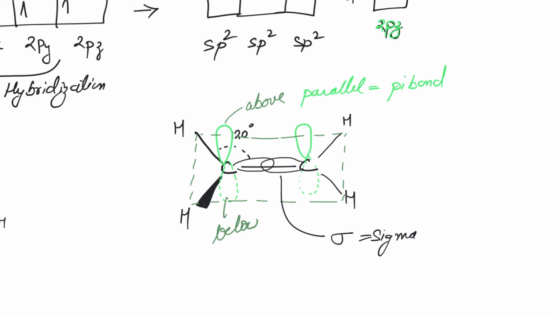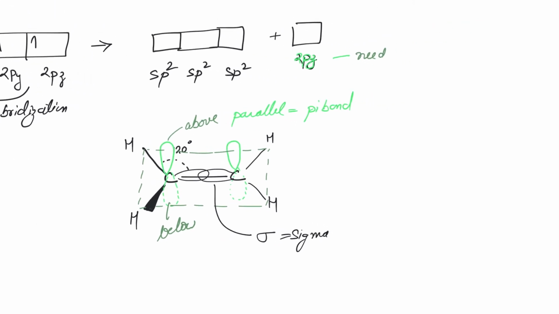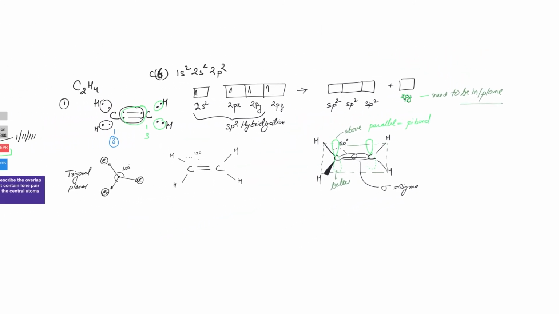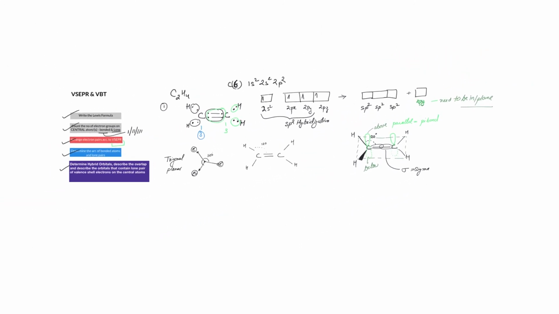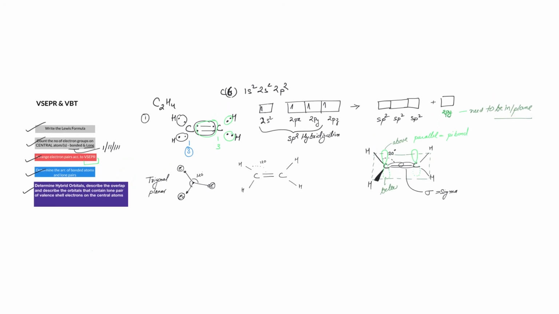Now, as you can see, the pz orbitals need to be in one plane. Only and only then can they align and form the bond, right? So this is how hybridization works in the case of multiple bonds. Now I'm going to reduce it so that you can see all of it on one screen.